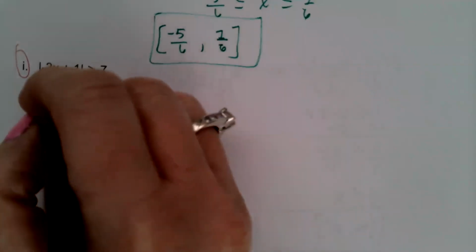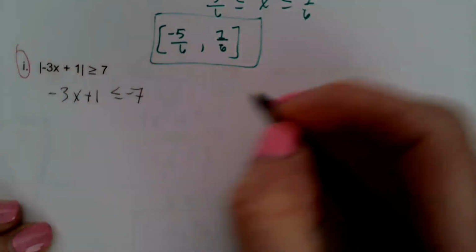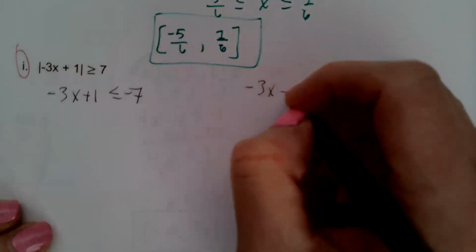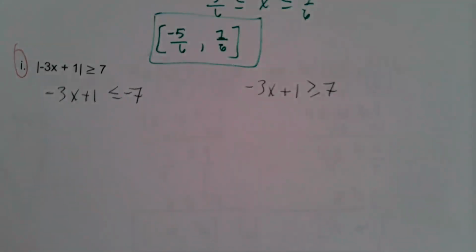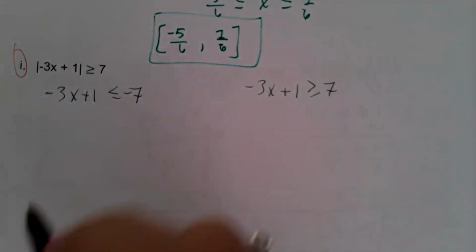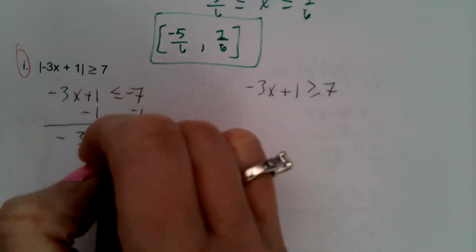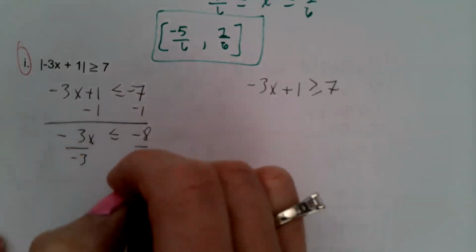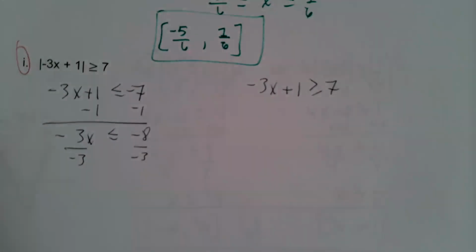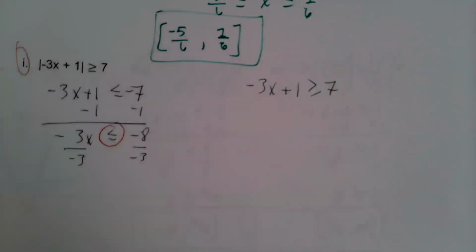So we're looking at when a negative 3x plus 1 is less than or equal to a negative 7, or a negative 3x plus 1 is greater than or equal to a positive 7. The first thing we're going to do is subtract 1, and then we're going to divide by a negative 3. That alerts us that when we divide by a negative, because it's an inequality, we have to circle, because we have to flip our inequality.